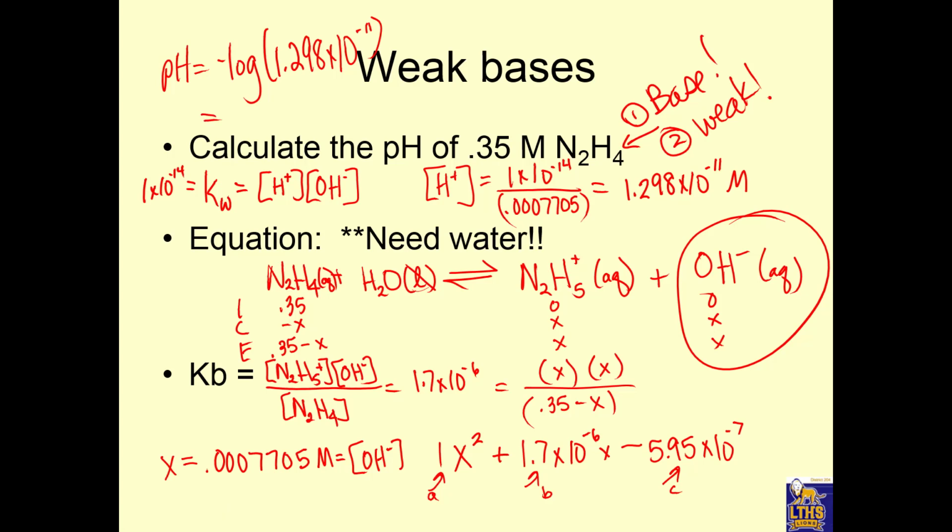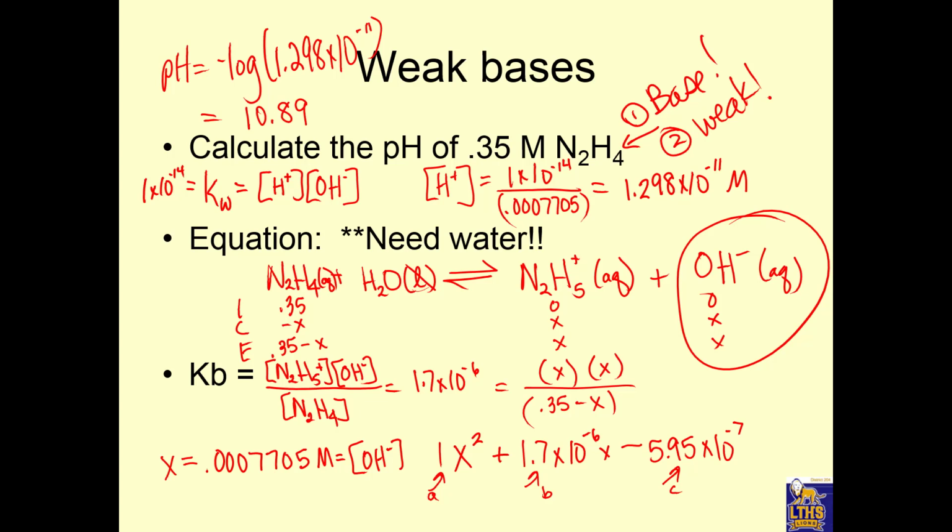Okay, so negative log, I'm plugging in my calculator, 1.298, negative log. I did it wrong, so I've got to do it again. Negative log of 1.298 times 10 to the negative 11th, and I get pH equals 10.89. Right, so do 2 decimal places on your pH. So we find out this is basic, which it should be. All right. So there we go. That's how you get pH of a weak base.